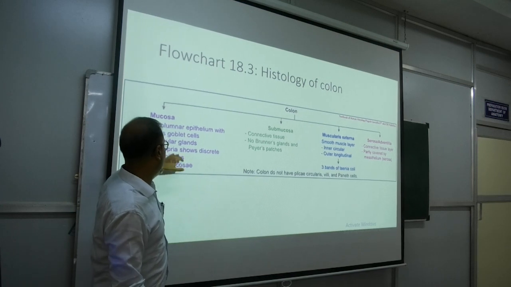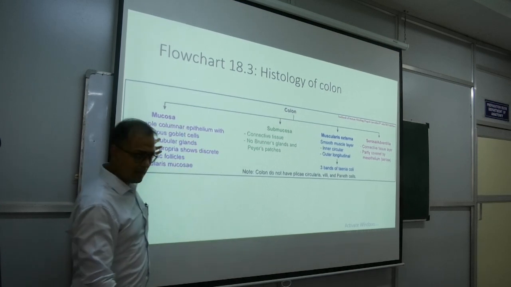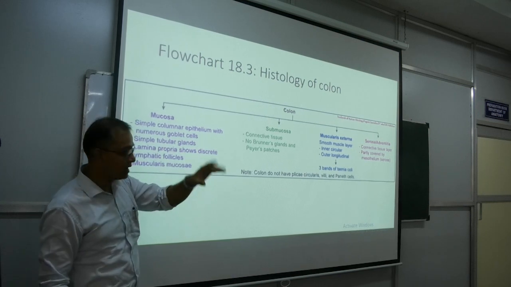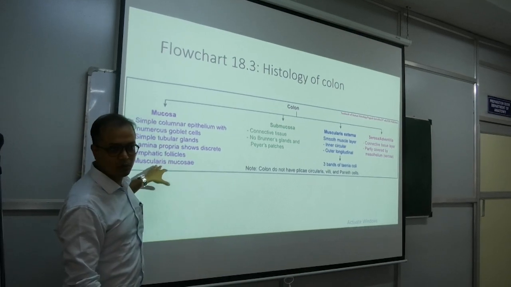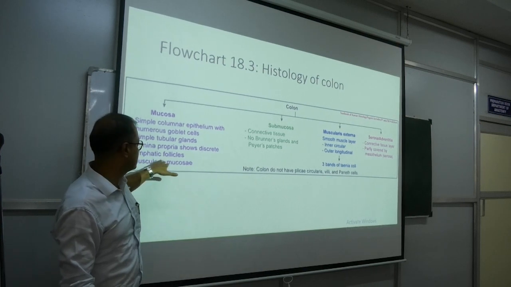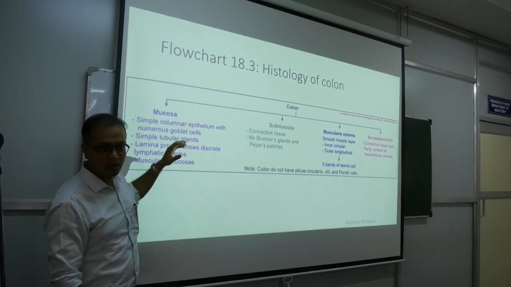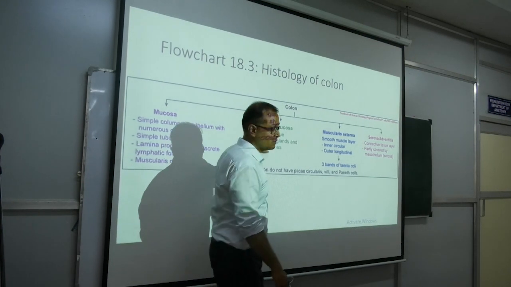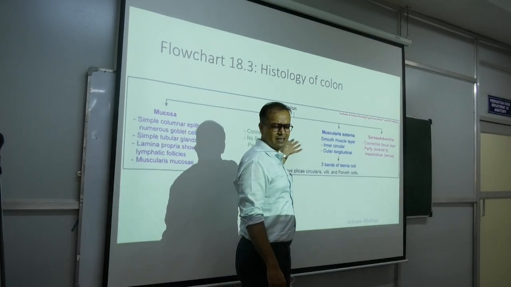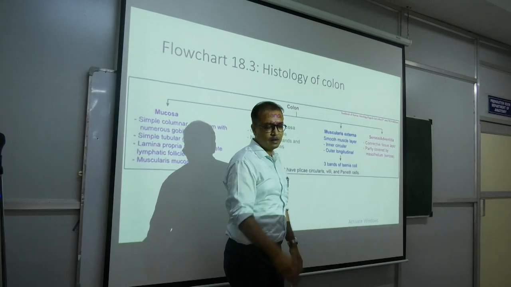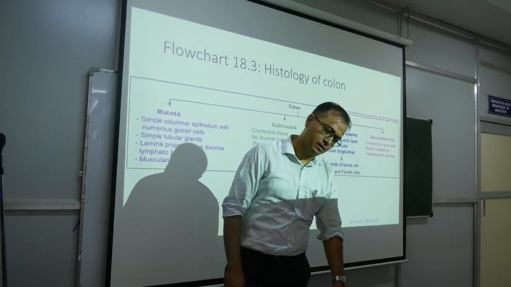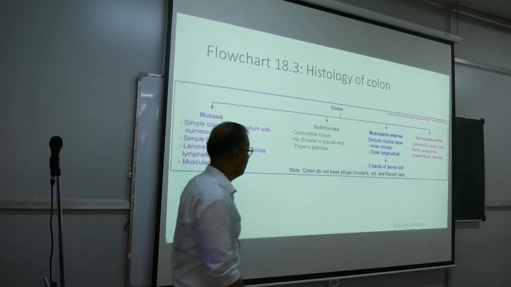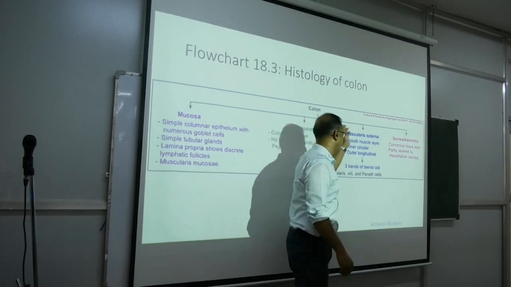Getting in there, this lamina propria has lymph follicles, depending on which side we are seeing here, and the muscularis mucosae, which is present at the bottom end of this mucosa. Some mucosa may have connective tissue, and this region has lymph nodes, and also blood vessels, nerves, etc., which this layer has.